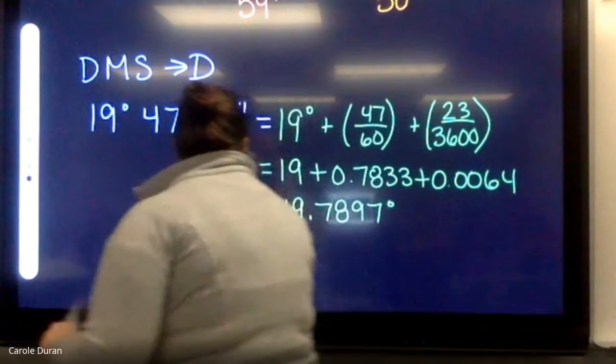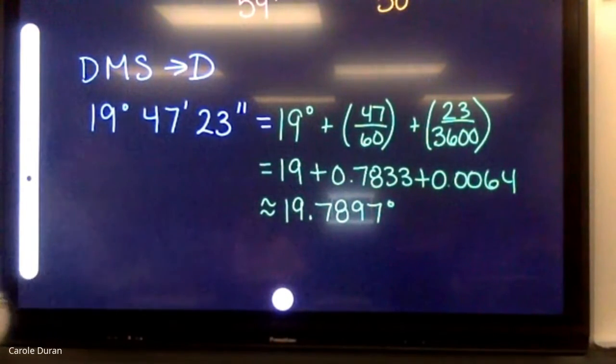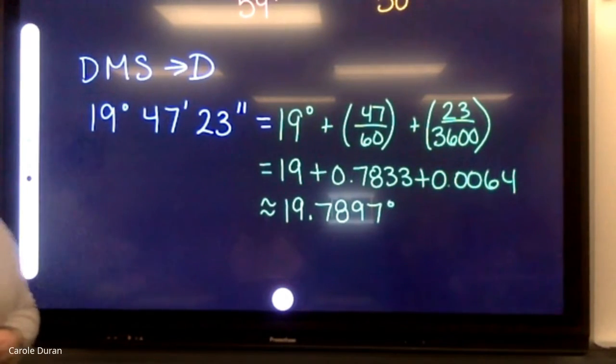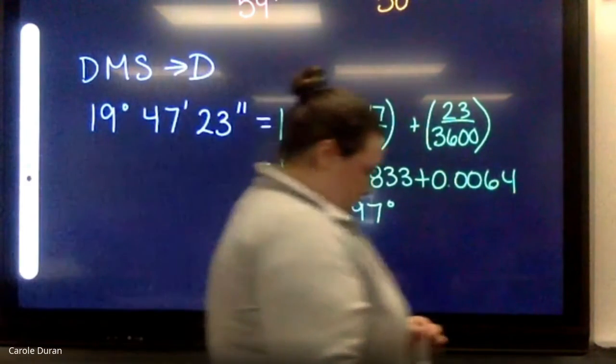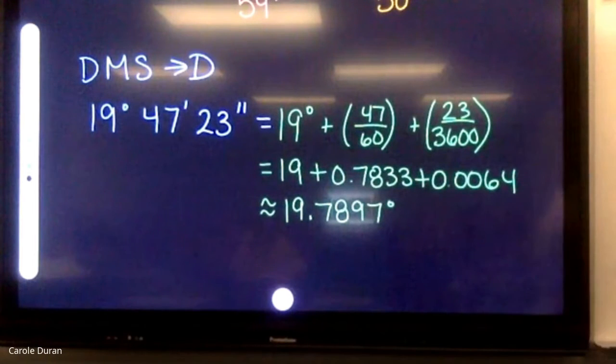And you should get approximately 19.7897 degrees. Of course, do this on your calculator. Make sure you come out to that answer. Did we all come out to that? Yes.